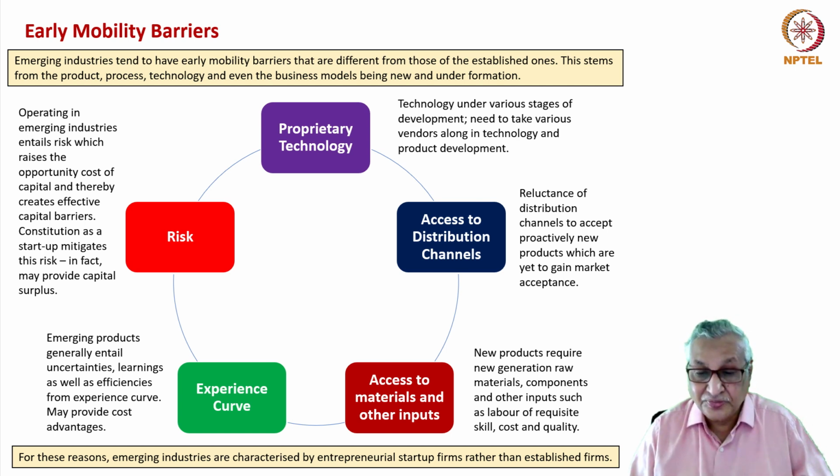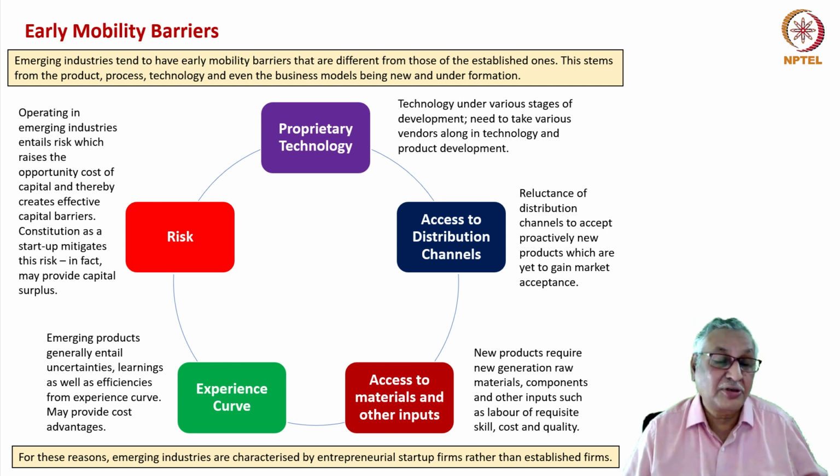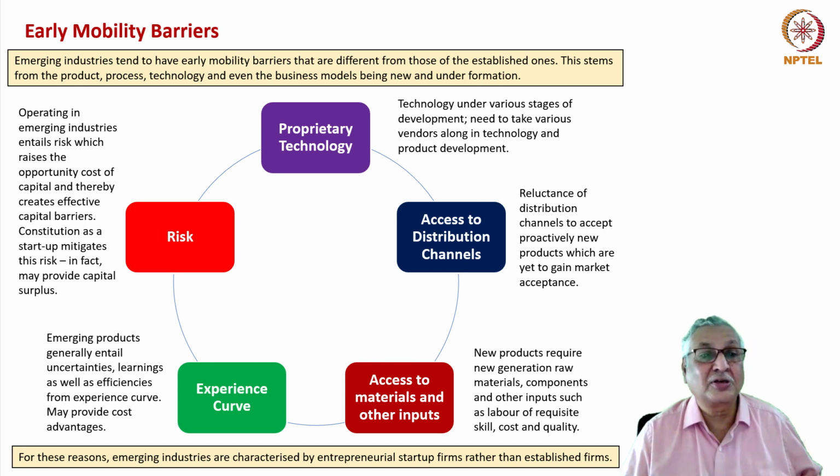Then access to materials and other inputs. New products require new generation raw materials, components, and other inputs such as labor of requisite skill, cost, and quality. They may not be easily available. Even today, electric vehicle companies are scurrying around all over the nation for appropriate talent to develop new electric vehicles.